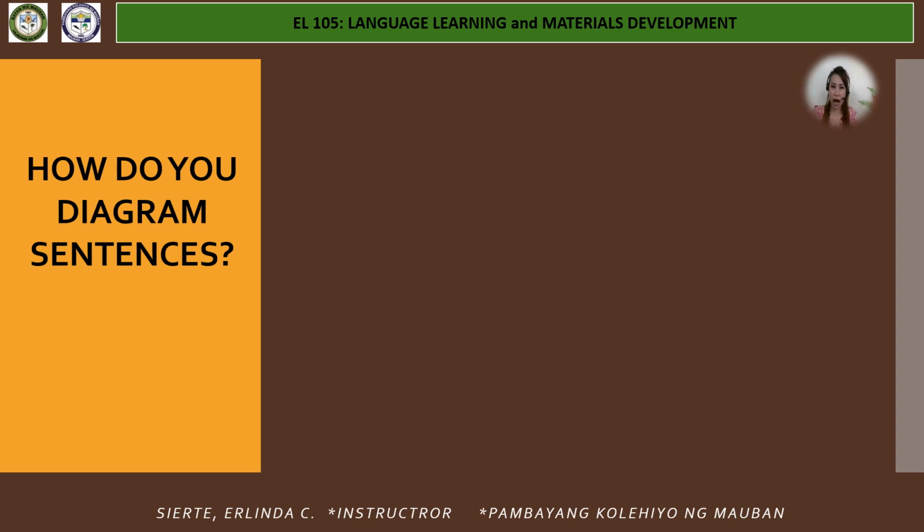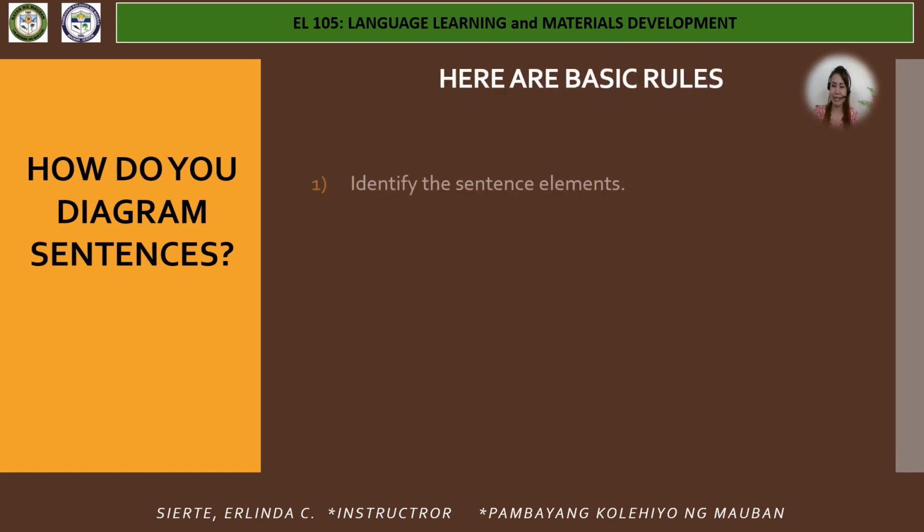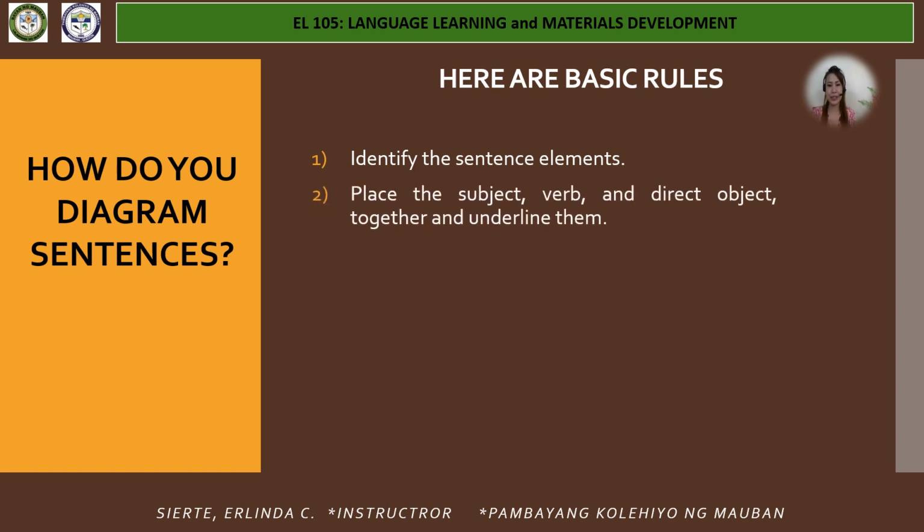All right, so how do you diagram sentences? Here are the basic rules. The first one, identify the sentence elements. Again, the sentence elements, as I've said a while ago, could be the subject and the verb. Okay, you are going to identify if there are objects of the prepositions. Next, place the subject, verb, and direct object together and underline them.